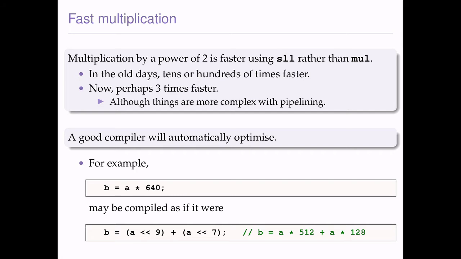rather than multiplying directly. So for example, if we have that b is going to be equal to a times 640, it might be compiled as if it were a shifted left by 9 positions plus a shifted left by 7 positions. Why we would do this is because this is equivalent to a times 512 plus a times 128, which of course will be equal to a times 640. So this is going to be quite important for us. We'll have to do this by hand, but it's an important thing to remember.